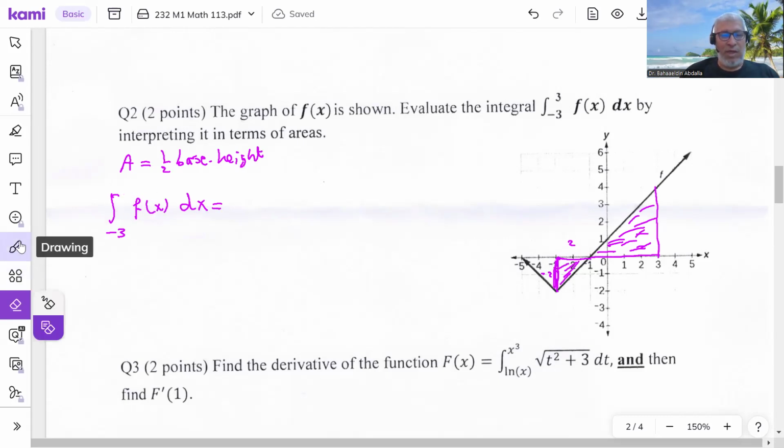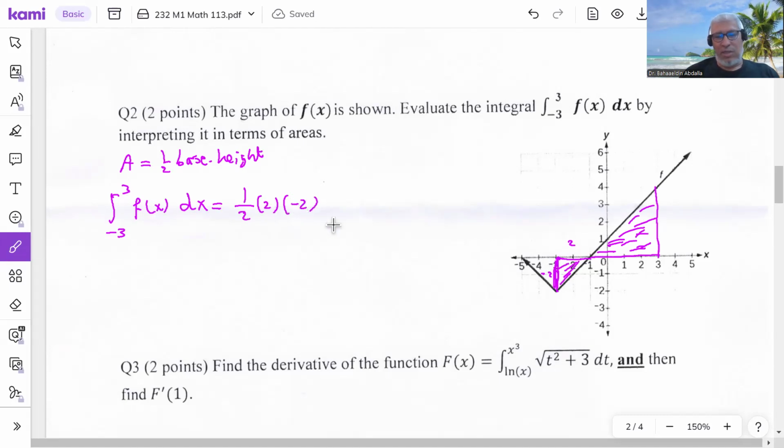let us find the area of the small one. 1 over 2, the base is 2, the height is -2. And the other one, this is 3, this is 1, the base is 4, the height is 4. So plus half times 4 times 4, which is 8. So here I'll get -2, and here I have 8, and the answer is 6.